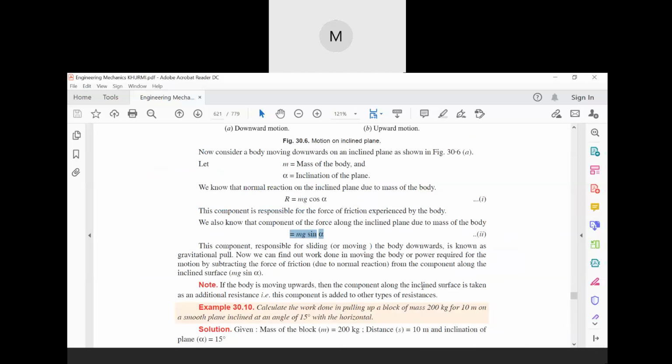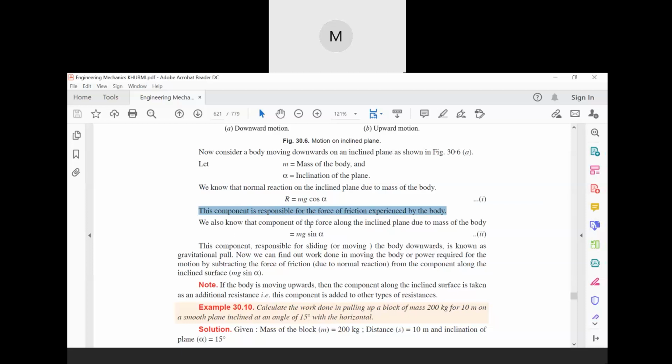So the component of force along the inclined plane of the body is mg sine alpha. This component is responsible for sliding or moving the body downwards and is known as gravitational pull. One is cos, the other one is sine. The normal direction R is equal to mg cos alpha. This component is responsible for the frictional force that is experienced by the body. Okay?